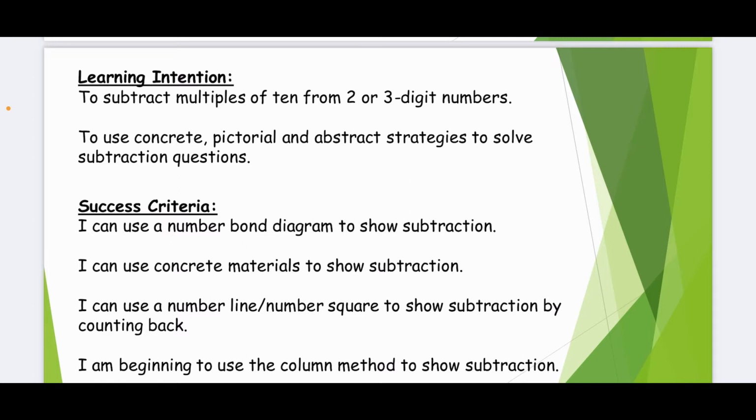Your success criteria is, I can use a number bond diagram to show subtraction, I can use concrete materials to show subtraction, I can use a number line or a number square to show subtraction by counting back, and I am beginning to use the column method to show subtraction. So these success criteria are all part of using concrete, pictorial and abstract strategies to be able to solve your subtraction questions.